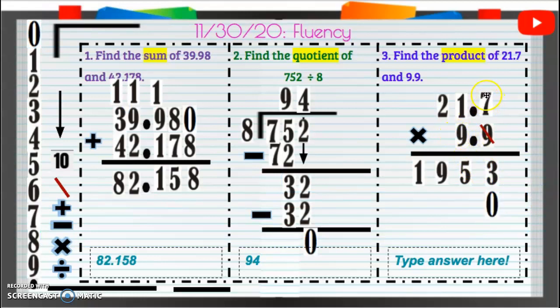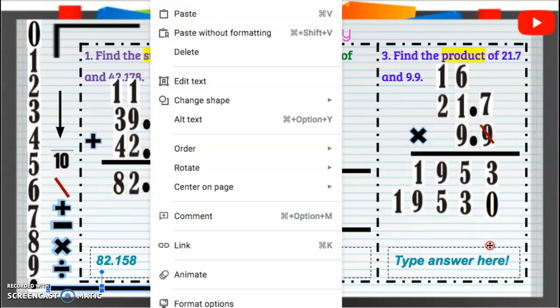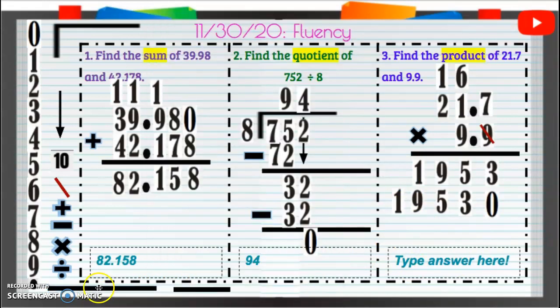So 9 times 7 again is going to be 63. So I'm going to carry that 6, drop that 3. 9 times 1 is 9 plus 6 is going to be 15. Carry that 1, drop that 5. 9 times 2 again is going to be 18 plus 1 is 19. Now, what are we going to do with these two products here? Yes, we are going to add them up.